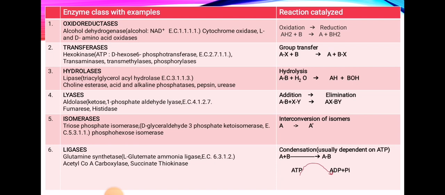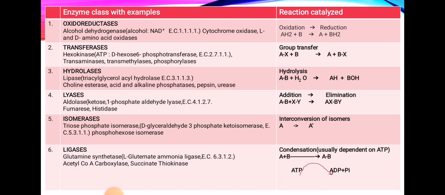Transferases, the example is hexokinase. You can easily see that a group transfer is involved in these transferases. If you take hexokinase, there is the transfer of a phosphate group, making glucose 6 phosphate, for example. Then coming to hydrolases, examples are lipases, cholinesterase, acid and alkaline phosphatase, pepsin, urease. They break down the compound with the addition of water.